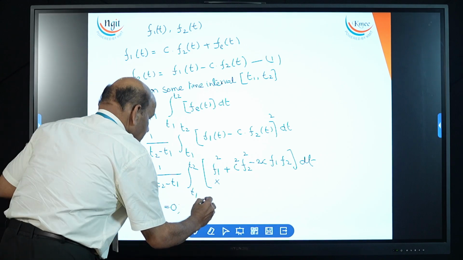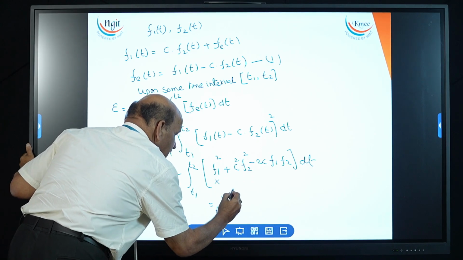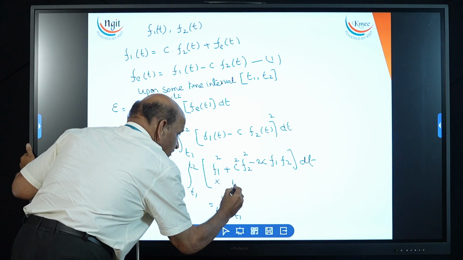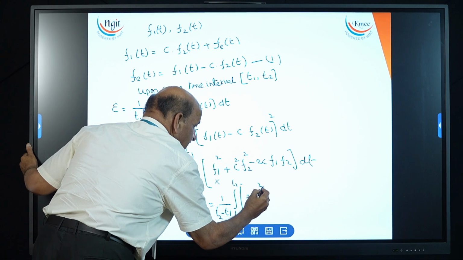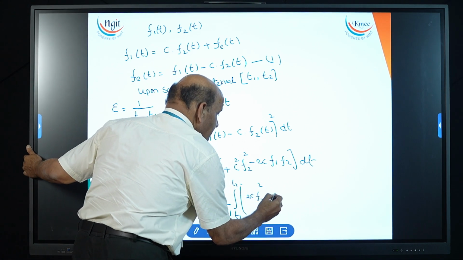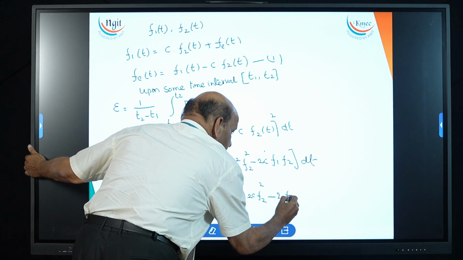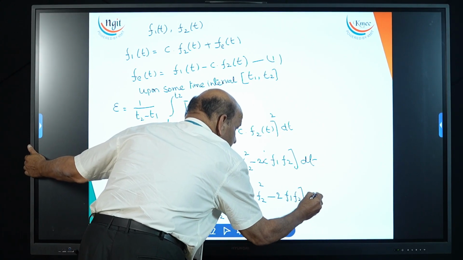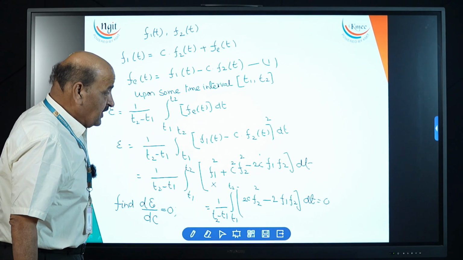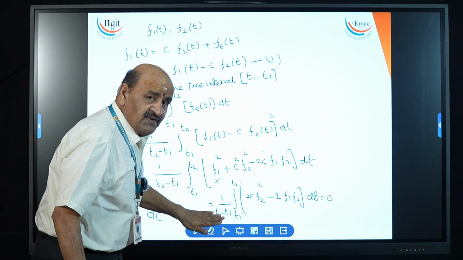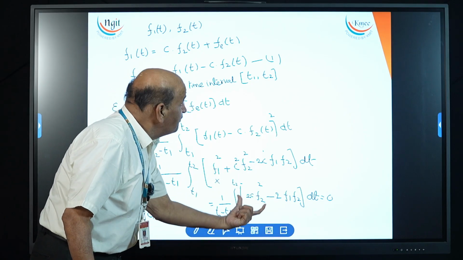That means this value is equal to 1 by t2 minus t1 integral t1 to t2, differentiating c square, 2c f2 square, minus differentiating c is 1, differentiating numeric 1, its value equal to 2 f1 f2 dt equal to 0. Now, this constant 1 by t2 minus t1 is not equal to 0, constant. If taking that side, it will become 0. Only this part will be representing.